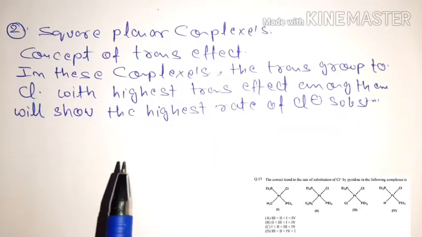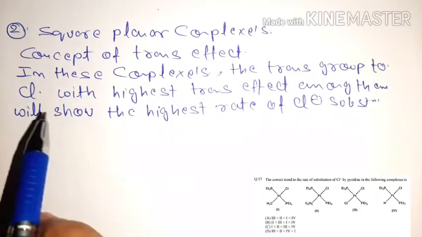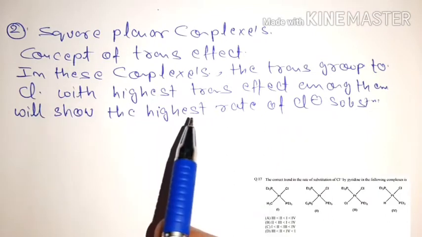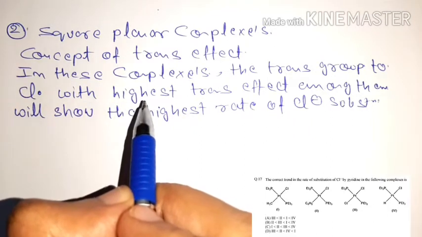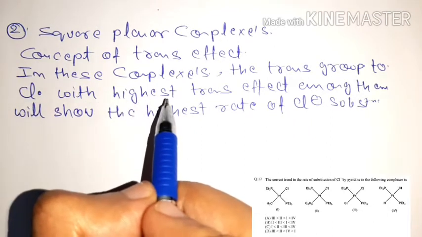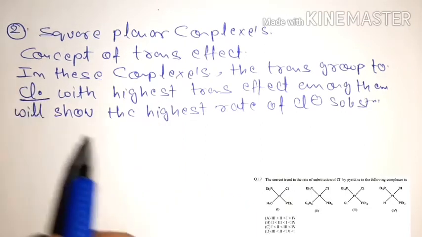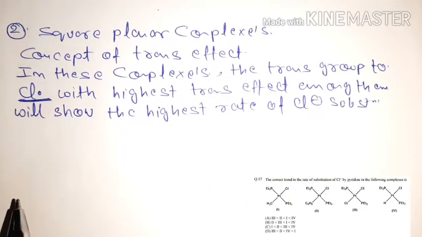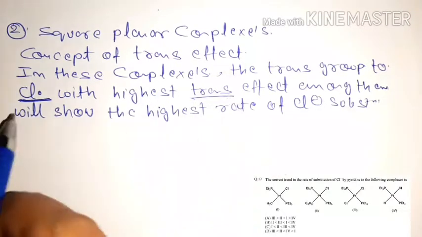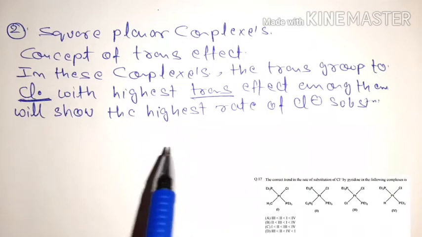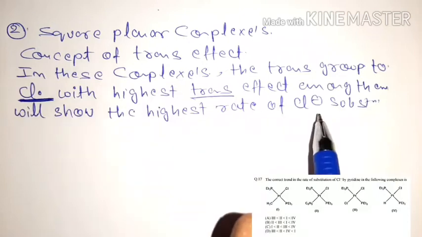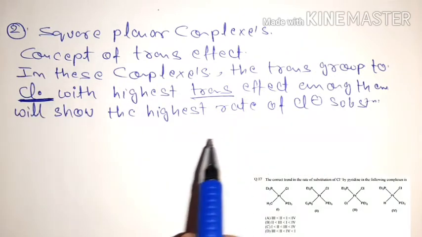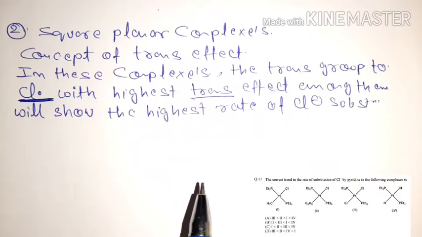Now what can I say, friends? See, as you read this statement, I say that trans group to chlorine. Here chlorine is that ligand which can be substituted. Okay, so those ligand which can be substituted, we consider trans position of this ligand. Here we consider the trans groups of chlorine. Okay, and those group which have highest trans effect among them, so highest rate of chlorine substitution.